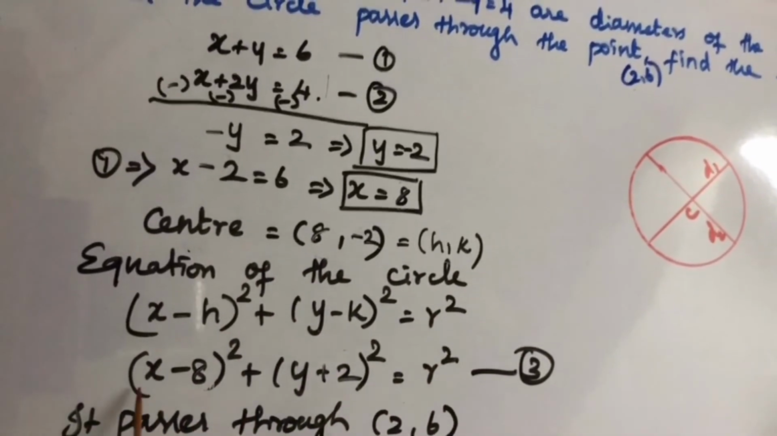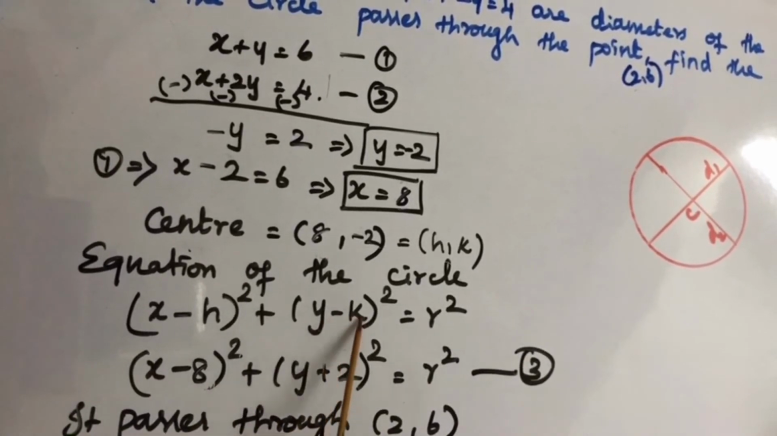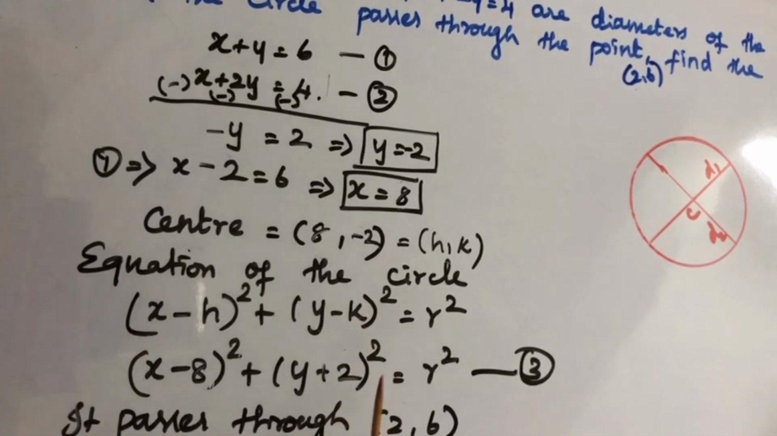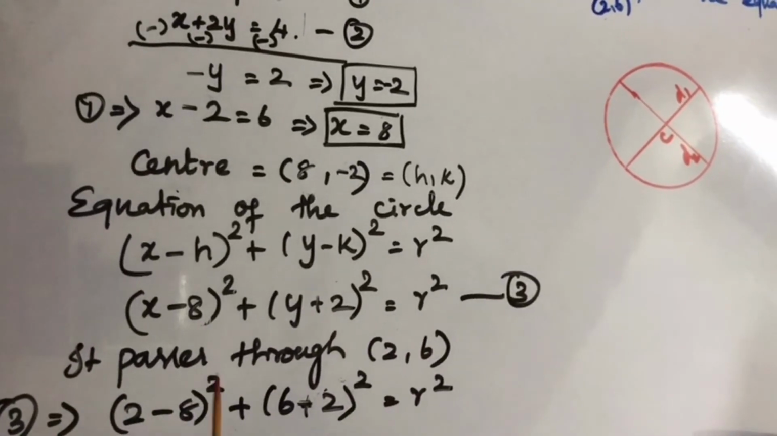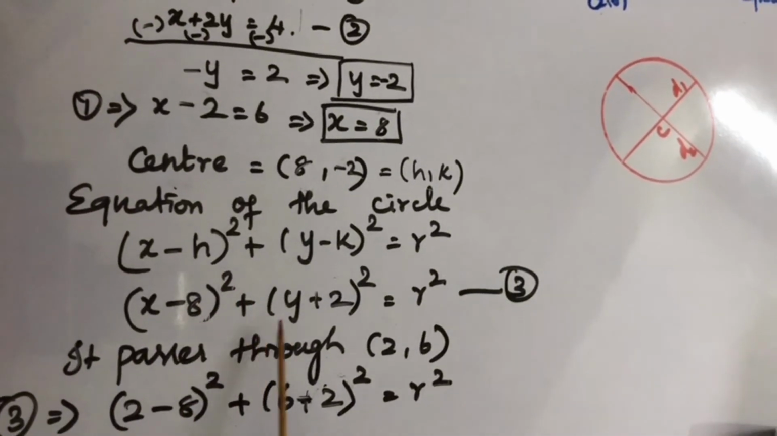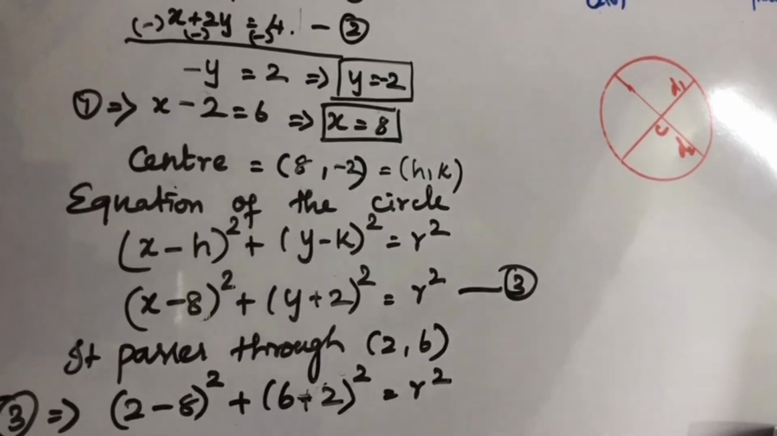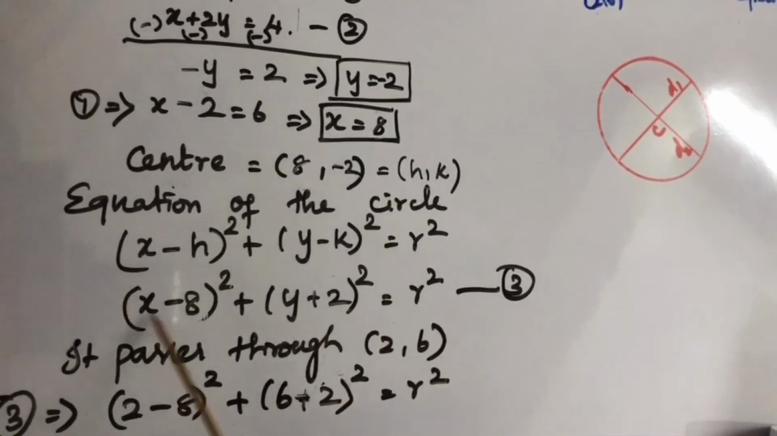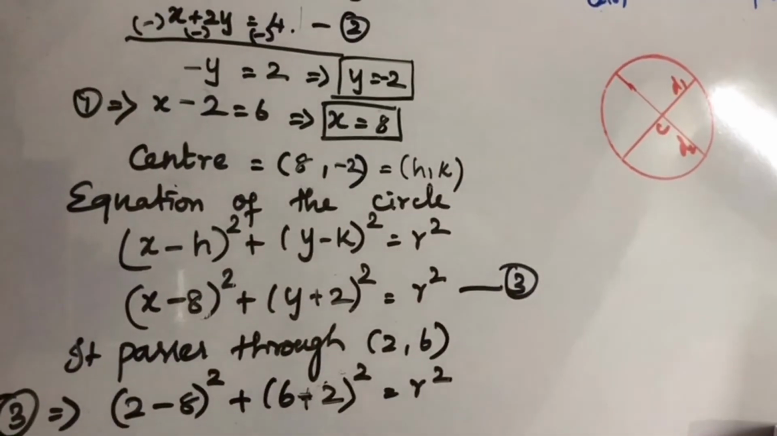Okay, so it is (x minus 8) the whole square plus (y minus k), that is y minus of minus 2, the whole square, is equal to r square. So, (x minus 8) the whole square plus (y plus 2) the whole square is equal to r square. And this is the equation of the circle. This circle passes through the point (2, 6).